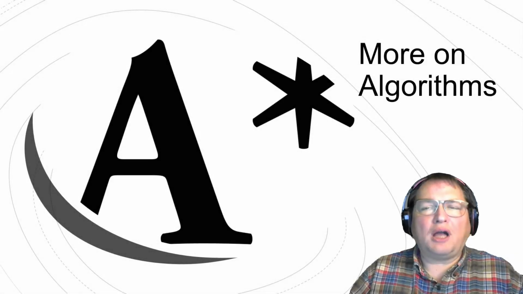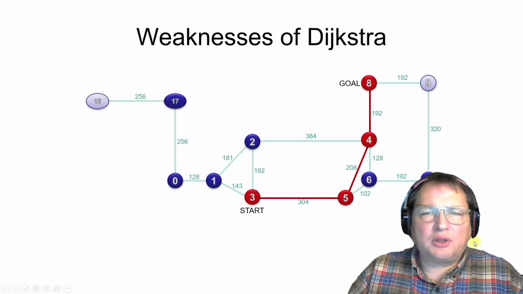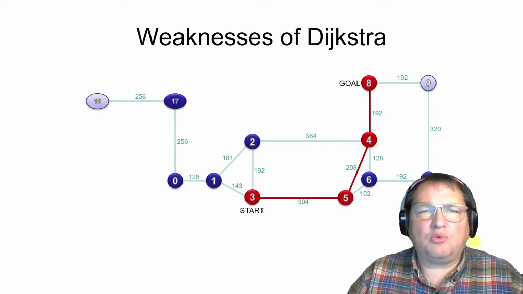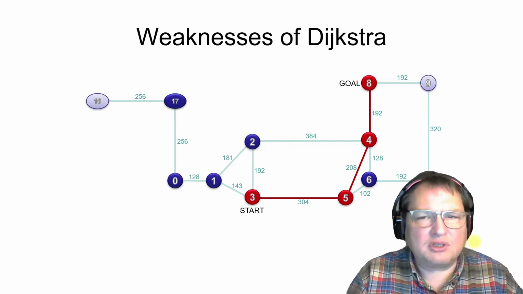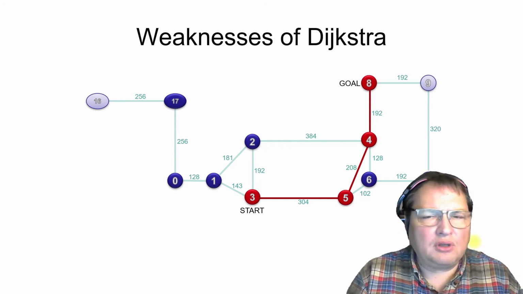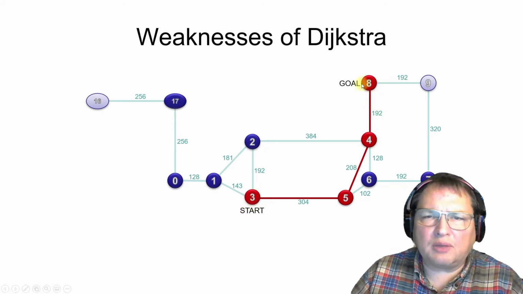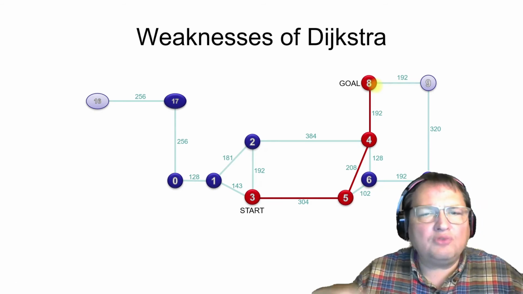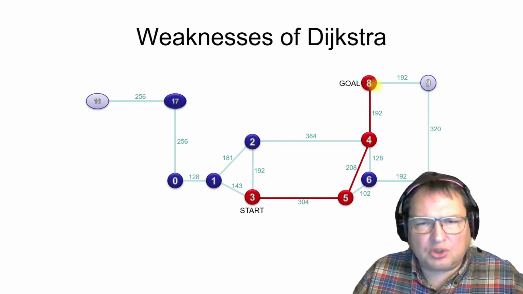Moving on to the algorithms. Let's revisit the Dijkstra algorithm and find out some of its most serious weaknesses. Here is the example we used in the previous episode of this lecture. We're finding the path from the start, node number 3, to the goal, node number 8. The red line shows the path that was found, but we can see here all the nodes that have been visited at least once during the algorithm execution.